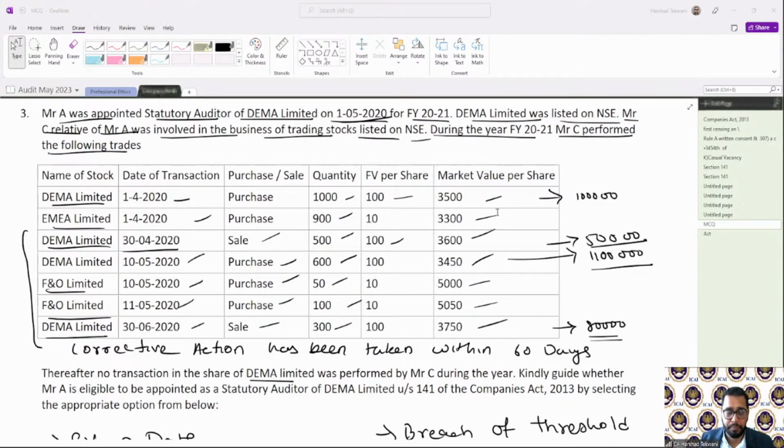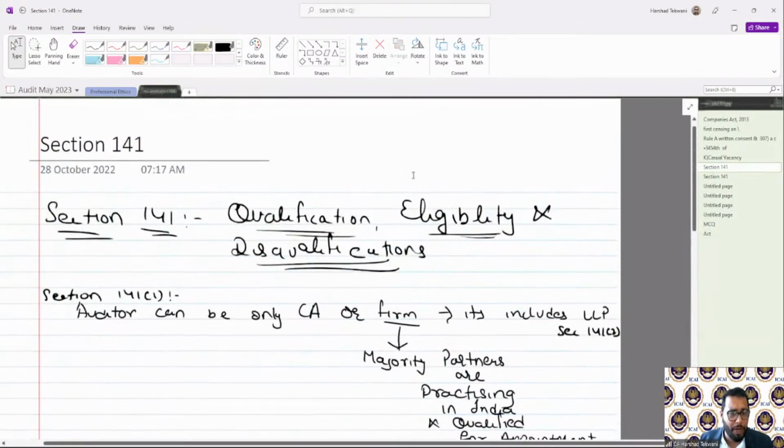Okay. So this is how we are required to see the compliance with the provision of 141, that is my eligibility and the disqualifications for an auditor.